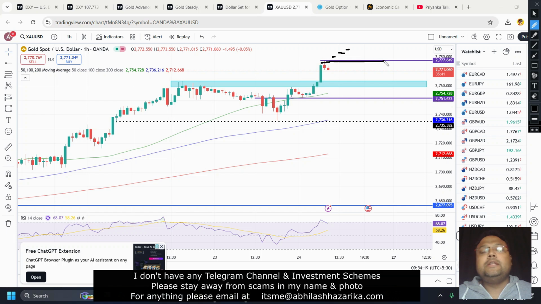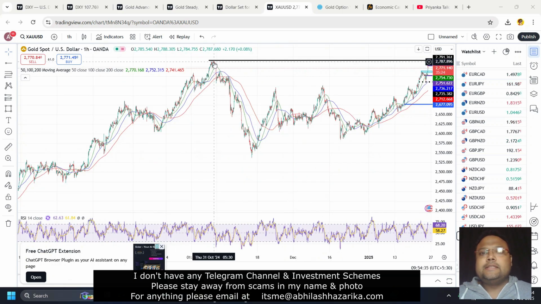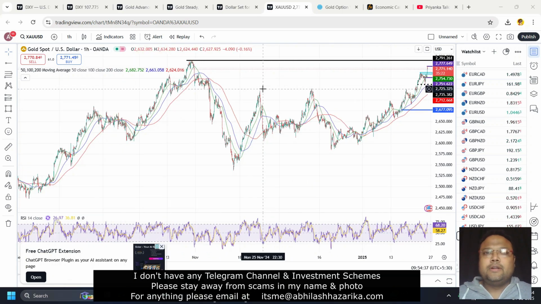The same level will be working as the new support later on, after some time when the market comes down. This will be the new support, and then you can buy here because the market will be going up like this. And if you're wondering where the resistance is, then obviously around 2790 we have the resistance.